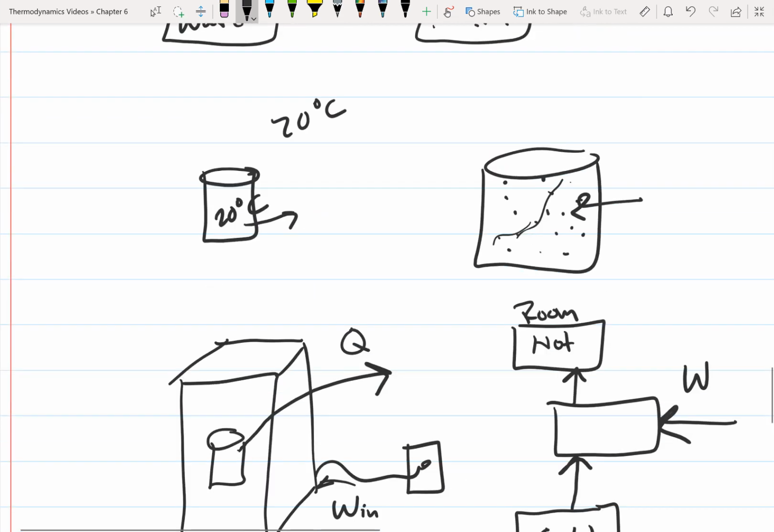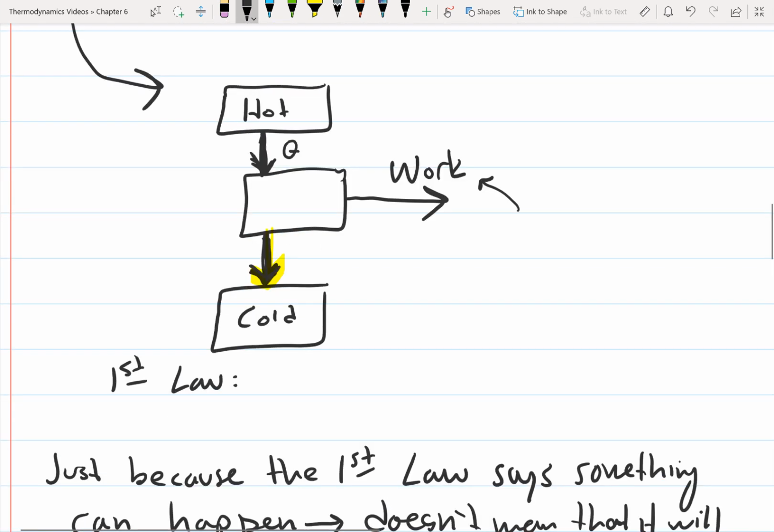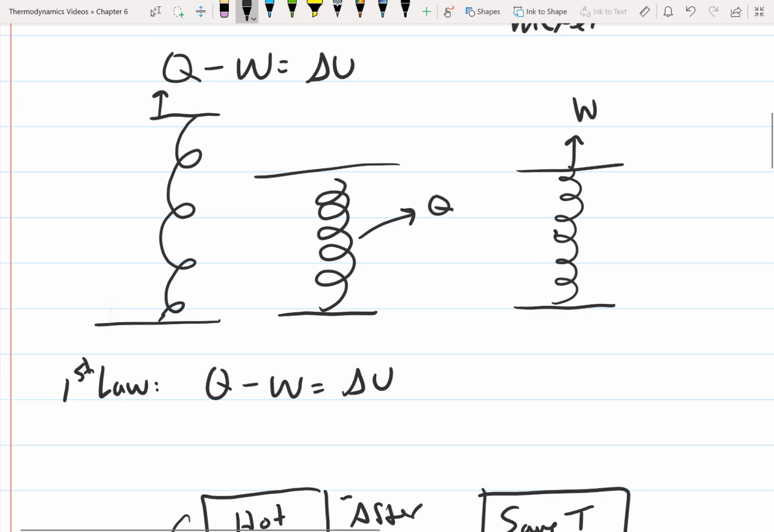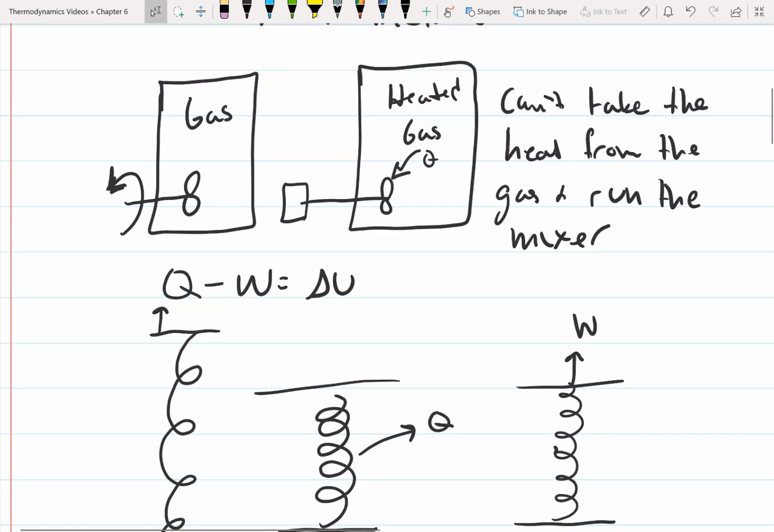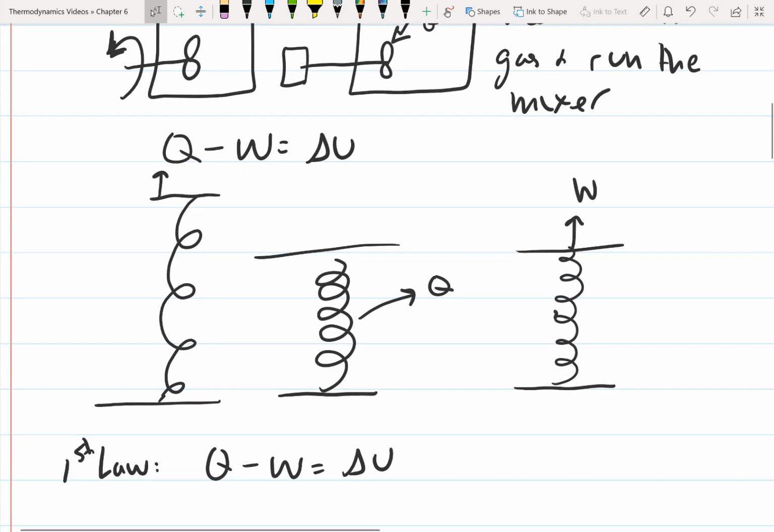And we also know, if I go back up here to this spring, so we know that we can't take the... well, let's go back to this mixer. We had this mixer that was adding work to this gas and heating it up. We know that we can't take that heat from the gas and use it to run the mixer. The same thing with this spring. When the spring compresses, it's going to release heat to the room. We know that we can't take that heat and use it to restretch the spring. We need work input to do that.